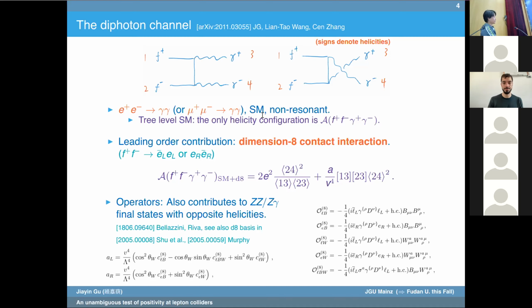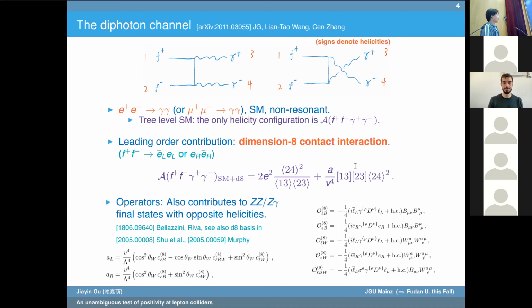And so basically the amplitude can be written in this form here. If you are not familiar with the bracket notation, it doesn't really matter. So this term here is the standard model one, which has a T channel and U channel poles. And then this is the contact term we can write down just by dimensional analysis. We know it's from dimension 8. And here we just give the coefficient a name, we call it A. And of course, there are 2 of them, because there are 2 fermions, essentially the left-handed and the right-handed electrons. So we have AL and AR here.